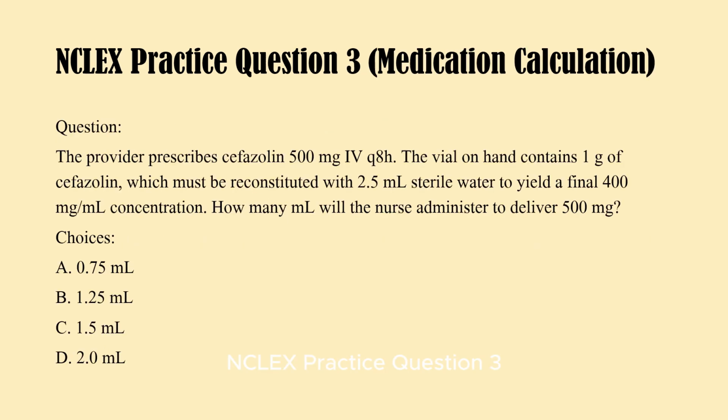NCLEX practice. Question 3. Medication calculation. The provider prescribes cefazolin 500 milligrams IV every 8 hours. The vial on hand contains 1 gram of cefazolin and is reconstituted with 2.5 milliliters sterile water to yield 400 milligrams per milliliter. How many milliliters will the nurse administer to deliver 500 milligrams? A. 0.75 milliliters. B. 1.25 milliliters. C. 1.5 milliliters. D. 2.0 milliliters.